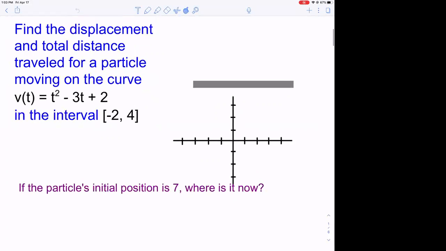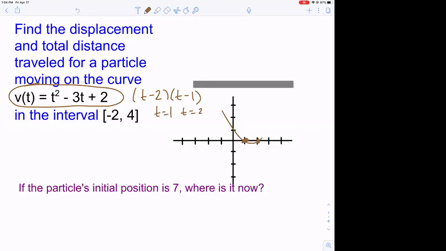It says here, find the displacement and total distance for a particle moving on the curve v, so that lets us know its velocity, on the interval -2 to 4. I can't remember what parts of this are calculator or non-calculator. We kind of discover that as we go through, but what I might do is just factor this. I see that this factors into (t minus 2)(t minus 1). So I know that it crosses at 1 and 2, and it's a parabola that opens upward. So my guess is that it looks something like this, but we could double check, verify.